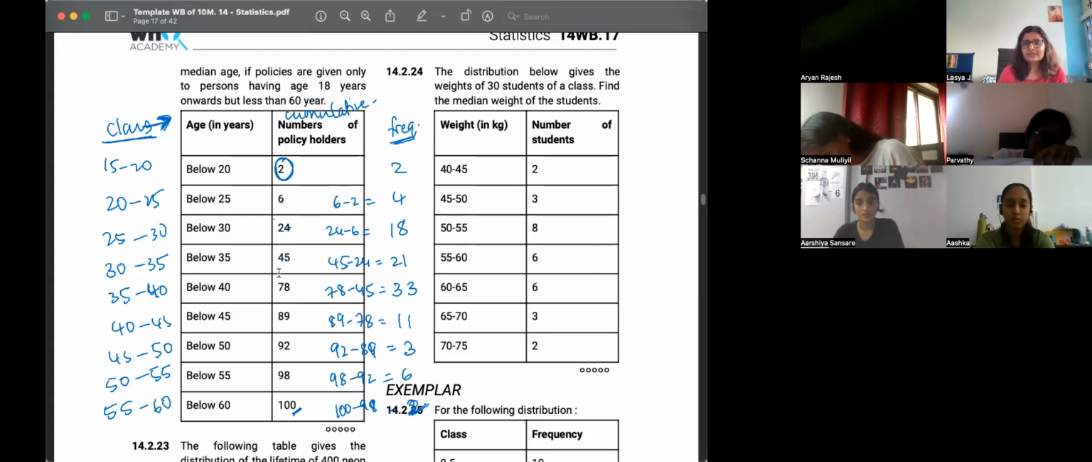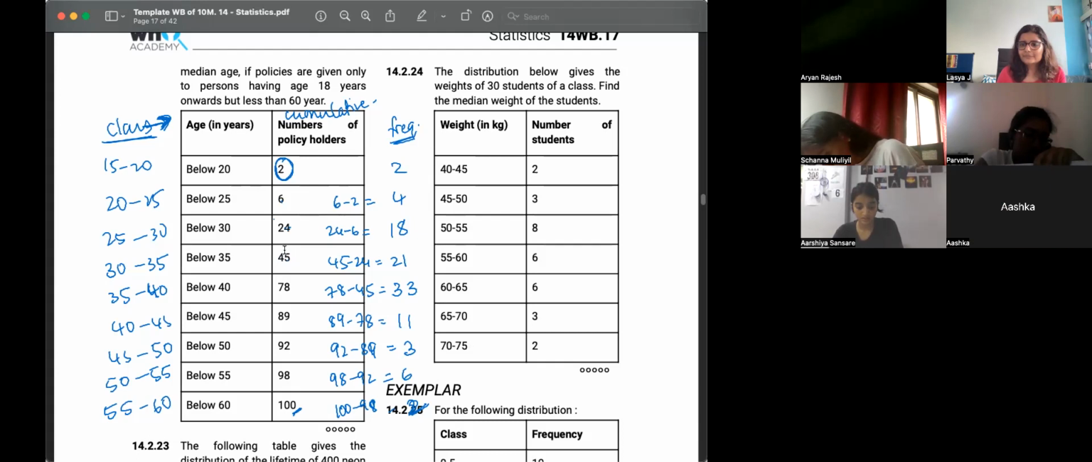What do you take as a median class? This 35 to 40. हाँ, 35 to 40 is correct. So you get 35 plus n by 2 is 50 minus CF. CF is 45 आना चाहिए. Divided by F. What did you take for F? This 33. हाँ, that is correct. Into H class size.